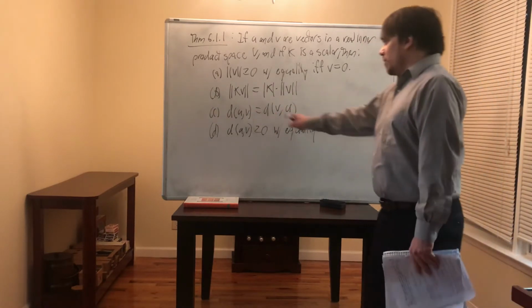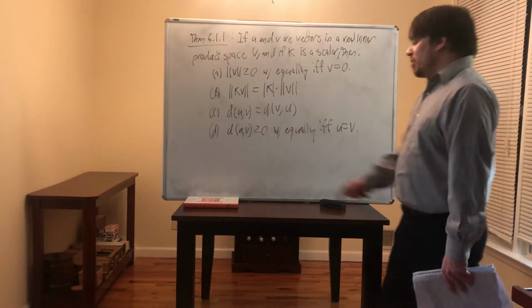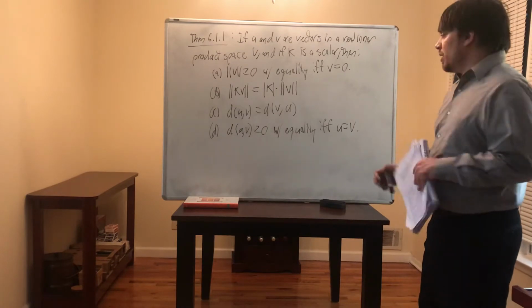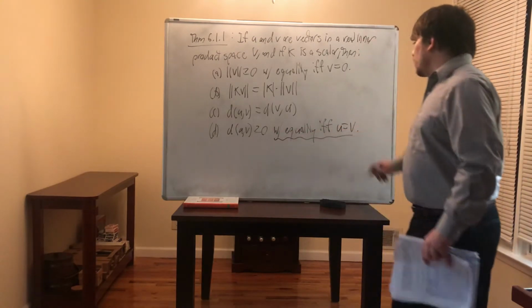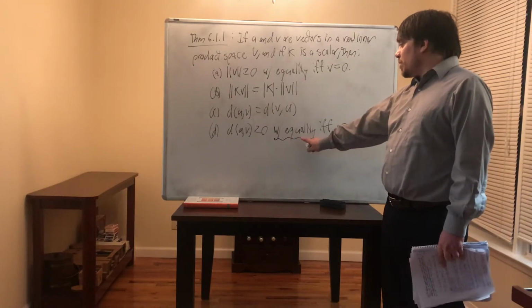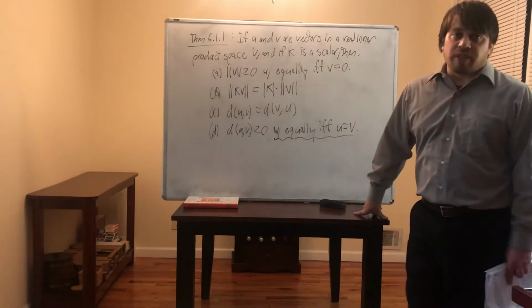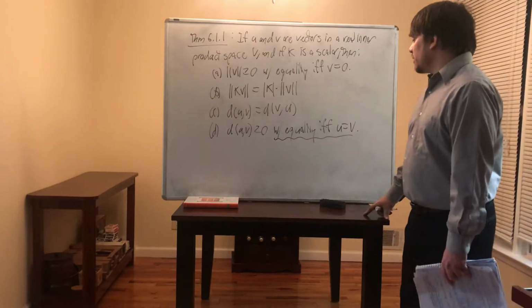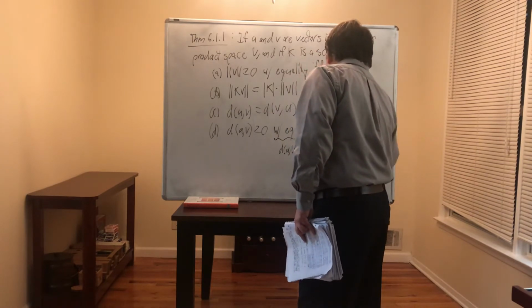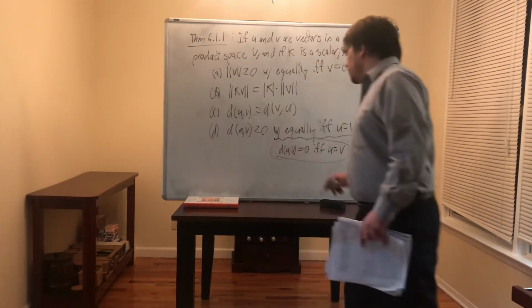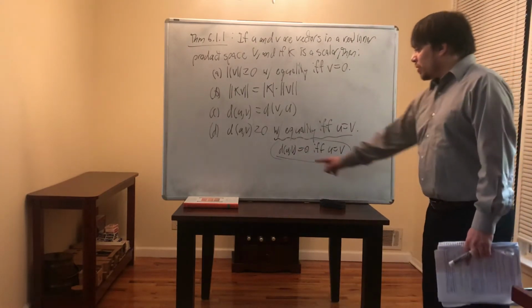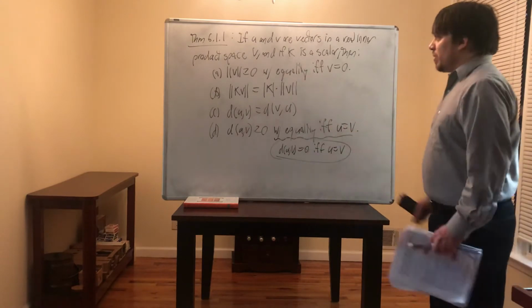Distance between U and V is equal to distance between V and U, and the distance between U and V is greater than 0 with equality if and only if U equals V. Okay? So the part where it says with equality if and only if U equals V, that means that the statement D of the distance between U and V is equal to 0 has the same truth value as U equals V. So that's what this says: D, the distance between U and V is equal to 0 if and only if U is equal to V. Those two have the same truth value. That's what that last part is.